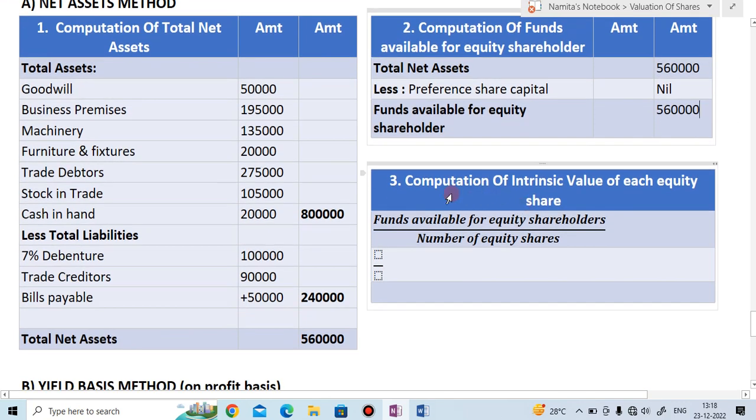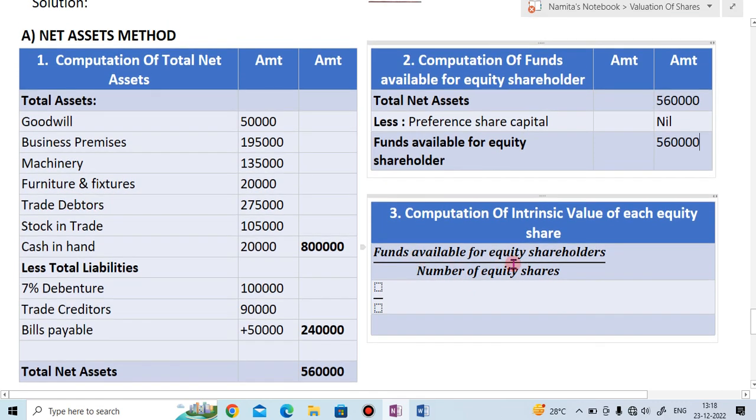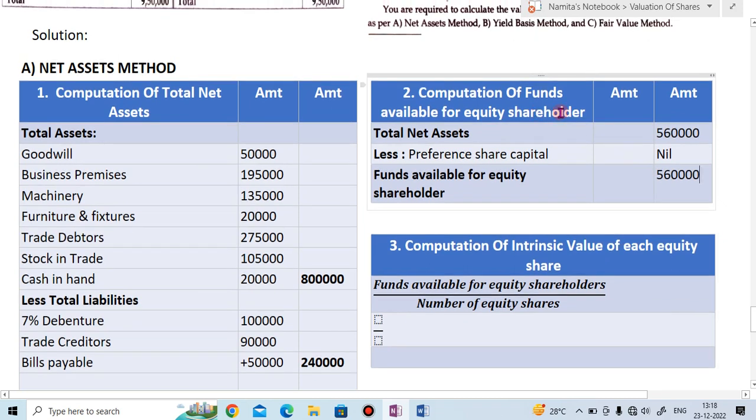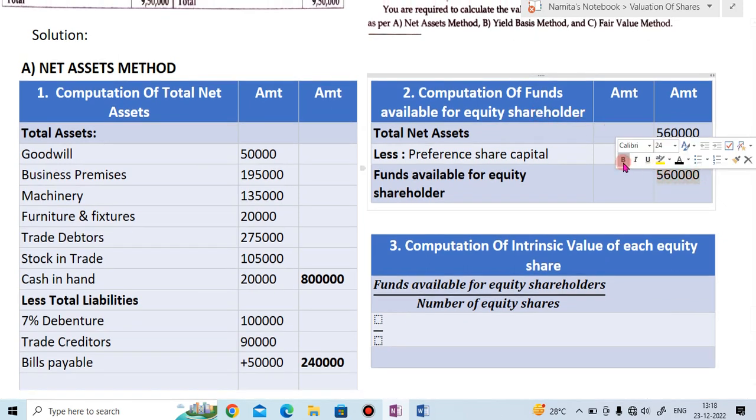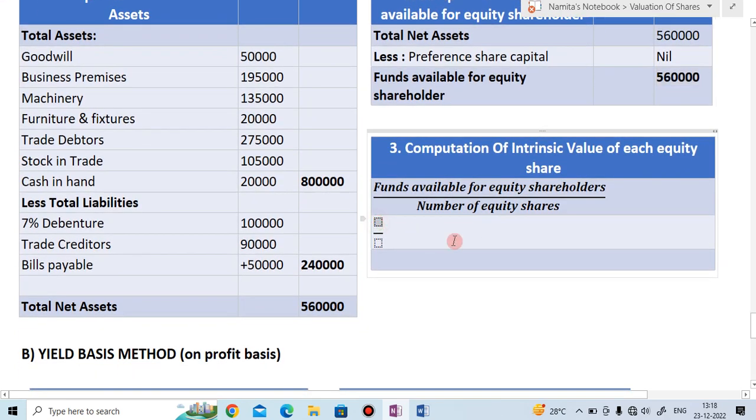Now step number 3, computation of intrinsic value of each equity share. Okay, so to find this, the formula is what? Fund available for equity shareholders upon number of equity shares. So for the fund available for equity shares, check step number 2. How much is the fund available? 5,60,000.